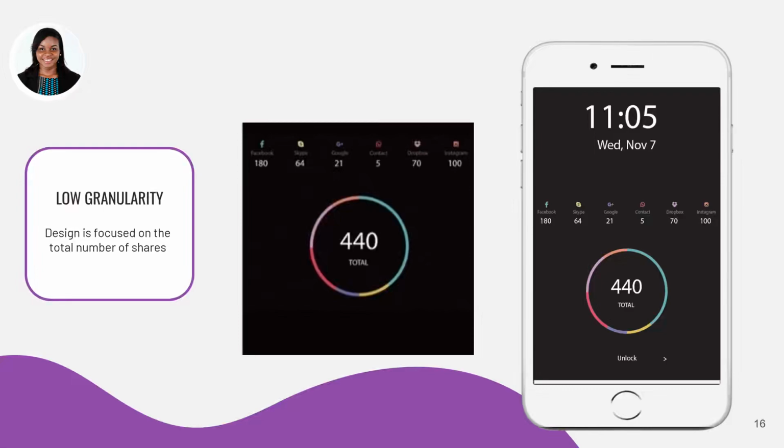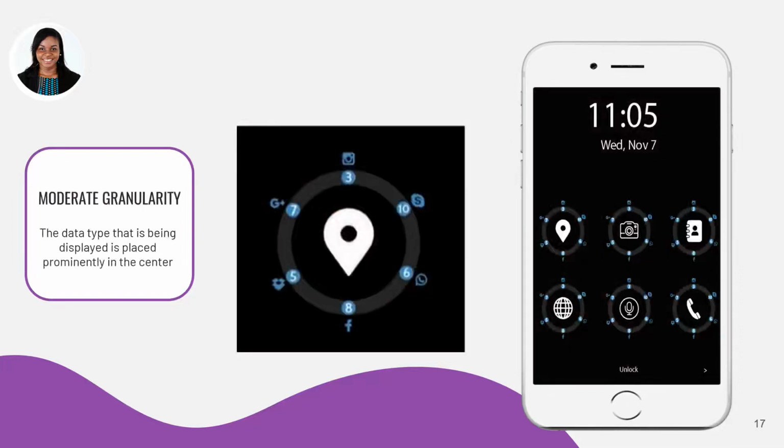So here we have an example of a design that is app-centric with low granularity. Here you can see the design is focused on the total number of shares. In contrast, we have a design here that is data-centric with moderate granularity. Here we could easily explore which data type is being shared with which app and how often that is being done.